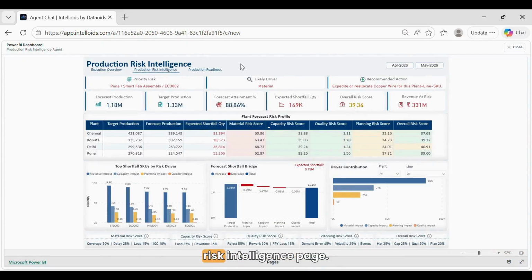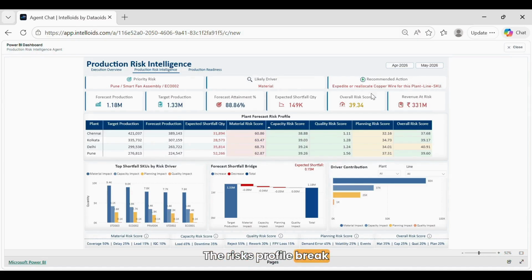Next is the production risk intelligence page. While the first page tells us what is happening now, this page tells us what is likely to happen in the forecast month. At the top, we see forecast production, target production, forecast attainment, expected shortfall, overall risk score, and revenue at risk. The priority strip converts the analysis into action by identifying the highest risk plant, line, SKU, the likely driver, and the recommended recovery step.